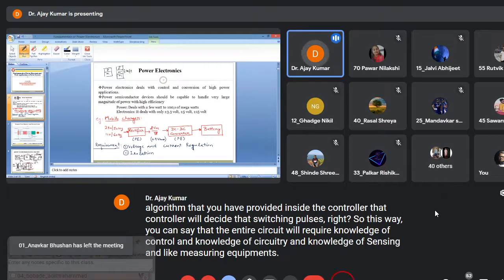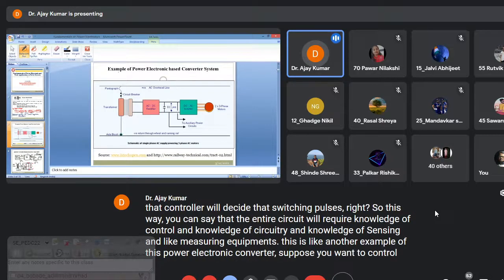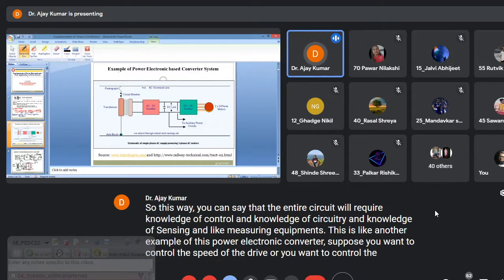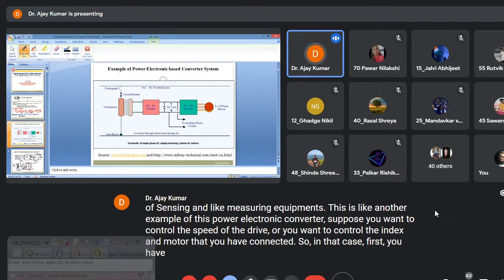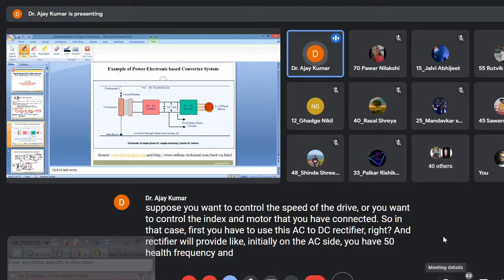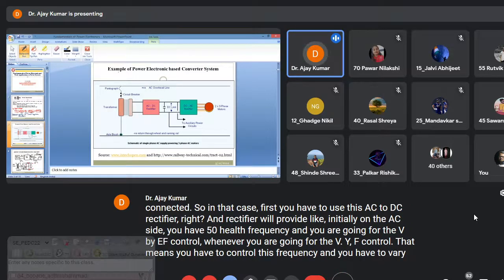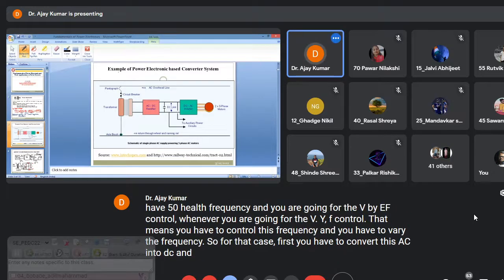This is another example of a power electronic converter. Suppose you want to control the speed of a drive, or you want to control the induction motor that you have connected. In that case, first you have to use this AC to DC rectifier. On the AC side you have 50 hertz frequency, and you are going for V by F control. Whenever you are going for V by F control, that means you have to vary the frequency. For that, first you have to convert AC into DC, which means you need to utilize the rectifier.